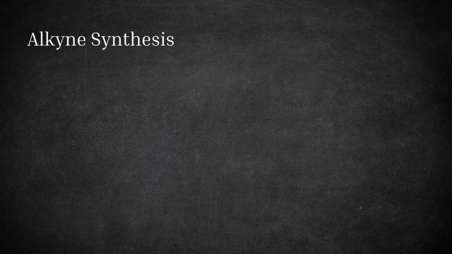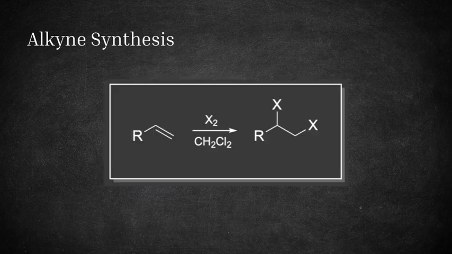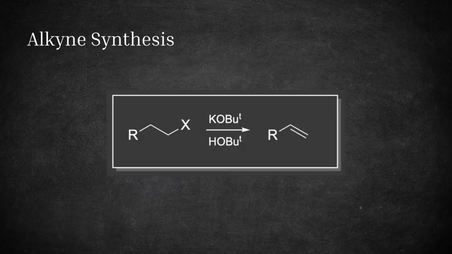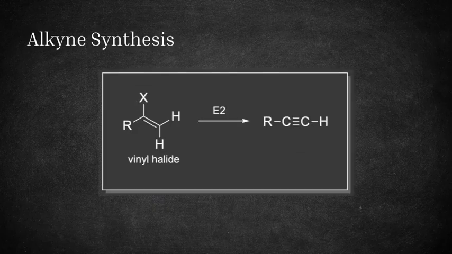Up until now, we haven't discussed any reactions involving alkynes. Let's start by focusing on their synthesis, exploring the methods used to create these highly versatile compounds. Recall that alkenes can react with X2 and dichloromethane to give vicinal dihalides. Alkynes can be synthesized from vicinal or geminal dihalides through double elimination reactions. Recall that elimination reactions, which convert alkyl halides into alkenes, require a strong base and a good leaving group. For instance, treating an alkyl halide with potassium tert-butoxide and tert-butanol leads to an E2 elimination, yielding the corresponding alkene product. By a similar process, vinyl halides can undergo E2 eliminations to form alkynes.